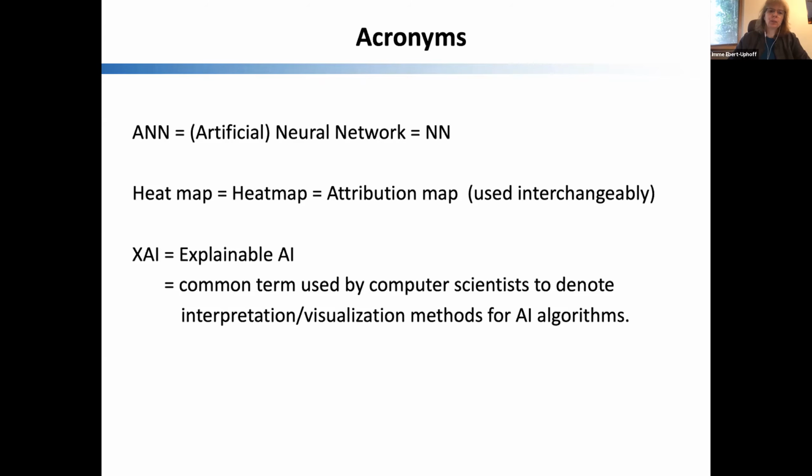All right, just a few acronyms. Artificial neural network, I sometimes call it ANN, I sometimes call it NN, it's all the same thing. Same thing, we're going to be talking about heat maps and attribution maps. I use those interchangeably, and it really depends on which paper you read, whether they call them one thing or the other, but they're really the same in this context. And then lastly, I just wanted to share an acronym that's commonly used in computer science with you. If you hear XAI, it stands for explainable AI, which is just a common term used to describe the whole area of neural network or machine learning interpretation and visualization. And Amy already covered a lot of visualization methods for other machine learning methods. I will mainly be focusing on neural networks.